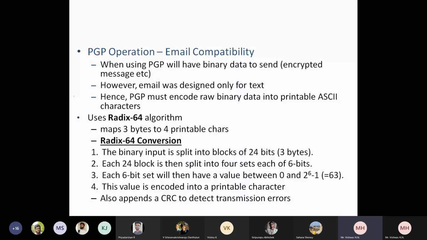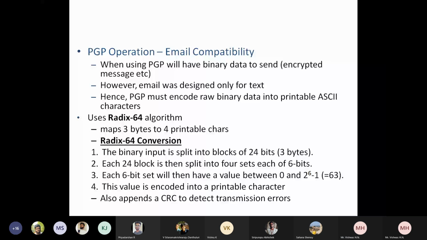So why Radix 64? What is the way Radix 64 encoding happens? There are a couple of problems. We will solve that in the next class. Is it clear, students? Am I clear to you?